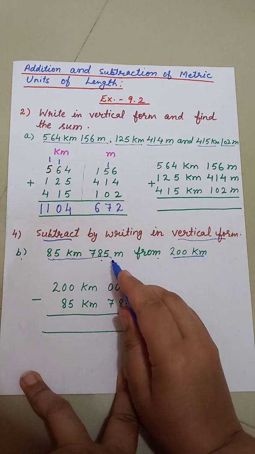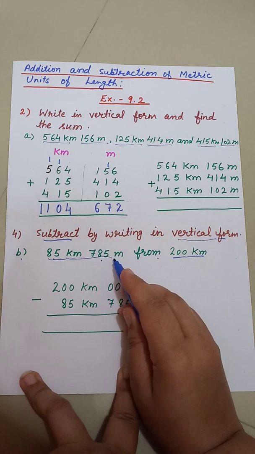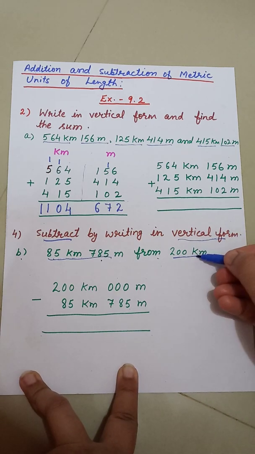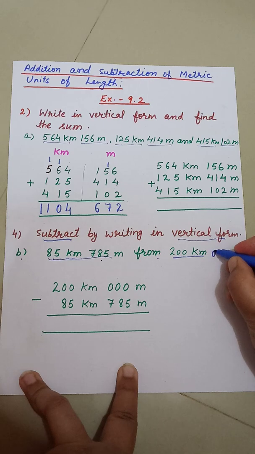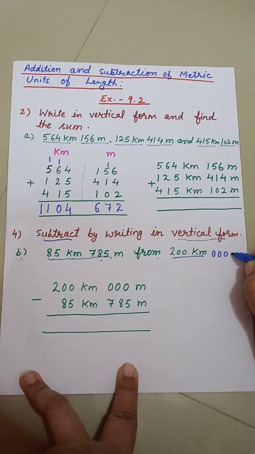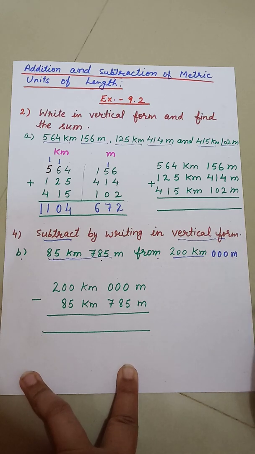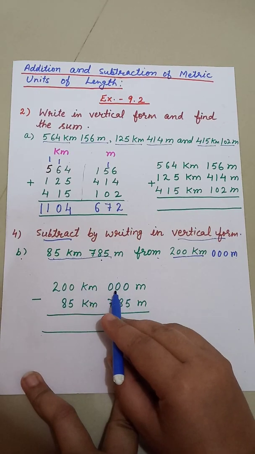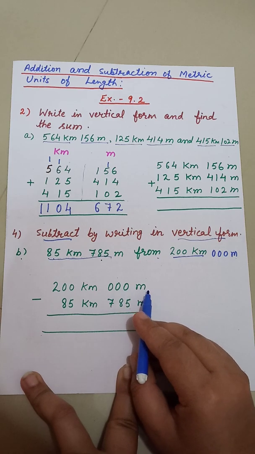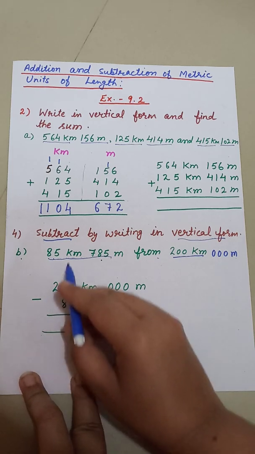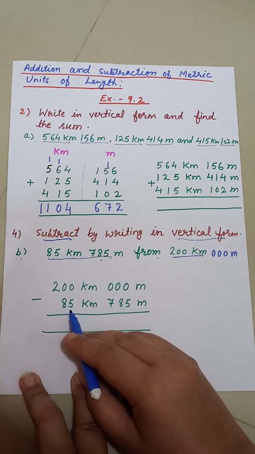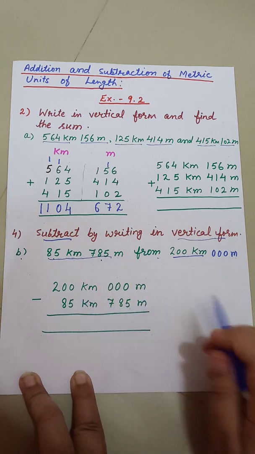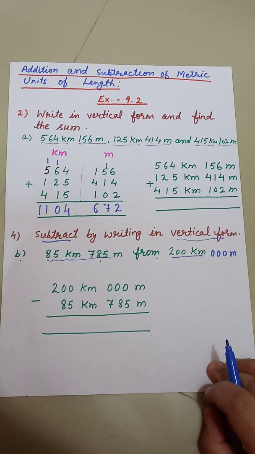So you can see meters are also given here and there are no meters in the other number. It is only 200 kilometer. 200 kilometer, that means we have 000 meter. So we will arrange 200 kilometer and then 000 meter, minus this 85 will be here kilometer and 785 meter. Now we have to subtract.